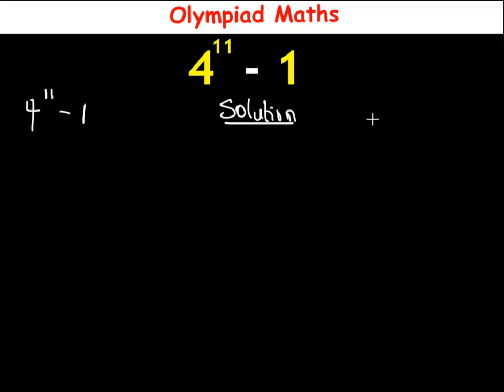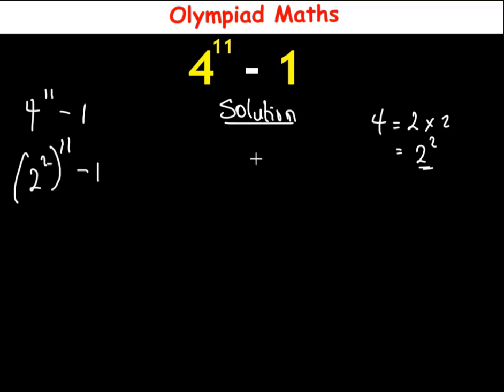Now, 4 can be written as 2 times 2. And 2 times 2 is the same thing as 2 squared, right? So in place of 4, we can put in 2 squared. So in brackets, 2 squared, all raised to power 11, then minus 1.